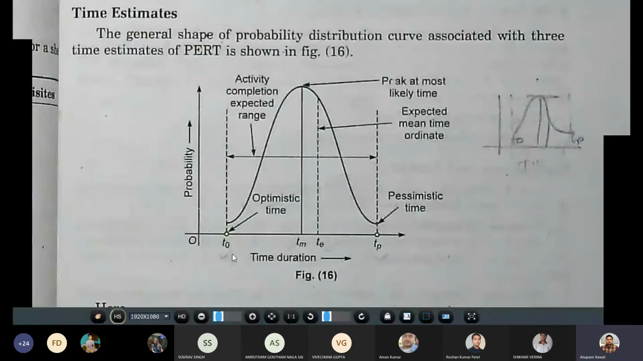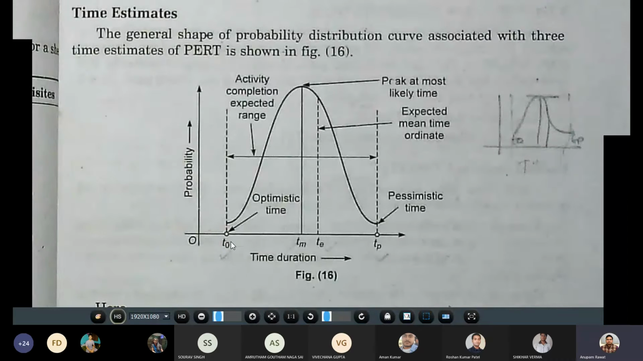Here in this figure, you can see that TO is represented here. In this graph, the time duration is given on the x-axis and the probability is given on the y-axis, and TO is given as the optimistic time. Optimistic time is when all the situations are very familiar and there are ideal conditions.